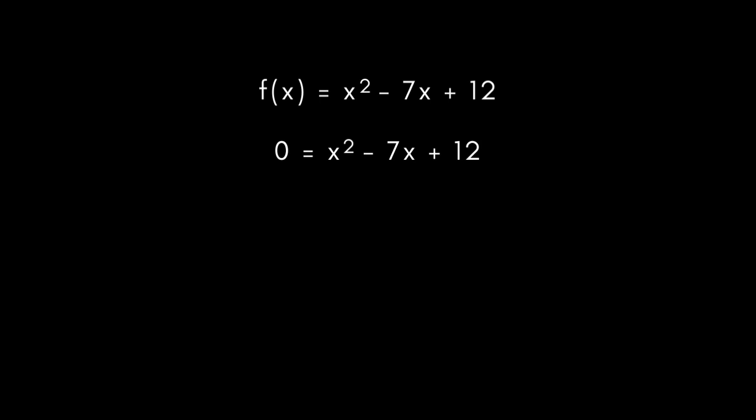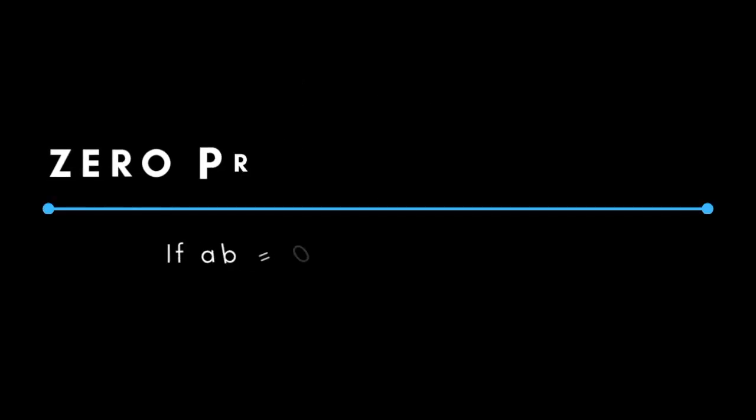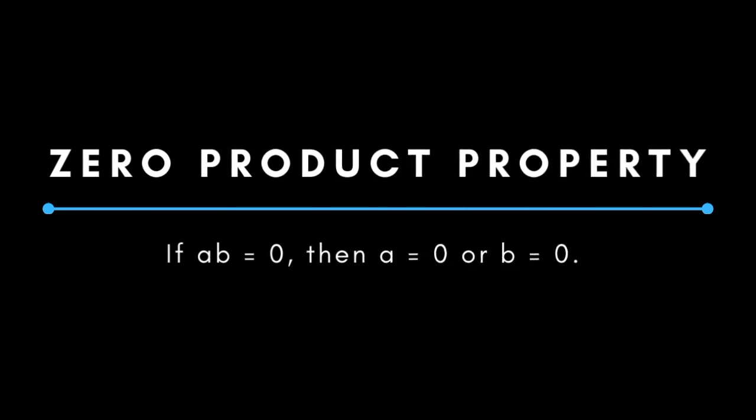We can factor the equation to read 0 equals (x minus 3) times (x minus 4). The final step in solving quadratics by factoring is to set each factor equal to 0 and solve for x. This step aligns with the zero product property, which states that if a times b equals 0, then a equals 0 or b equals 0.